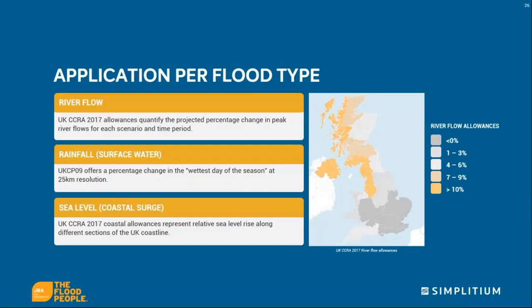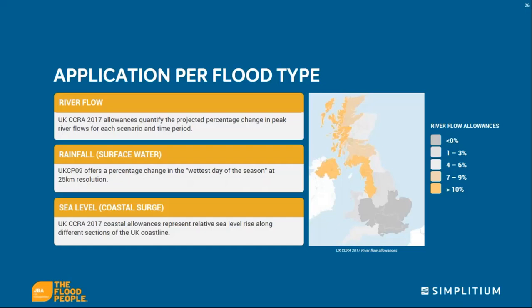Now, what have we done then per flood type? Well, for river flood, we've used allowances that quantify the percentage change in peak river flows, and these can range from projected changes of a reduction in southeast England to an increase in northern regions of Scotland. For surface water, we've used UKCP09 wettest day of the season at 25-kilometre resolution that I mentioned earlier. And this is defined as the 99th percentile of daily maximum precipitation on a seasonal basis.